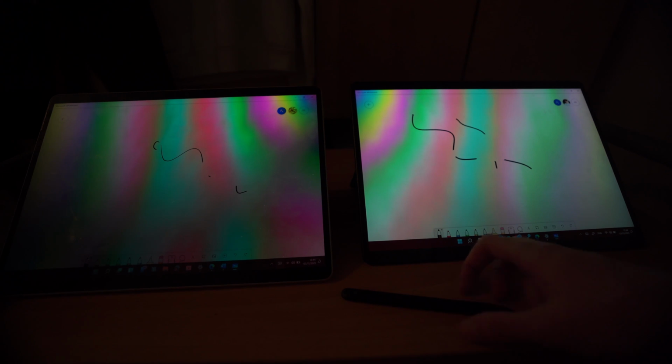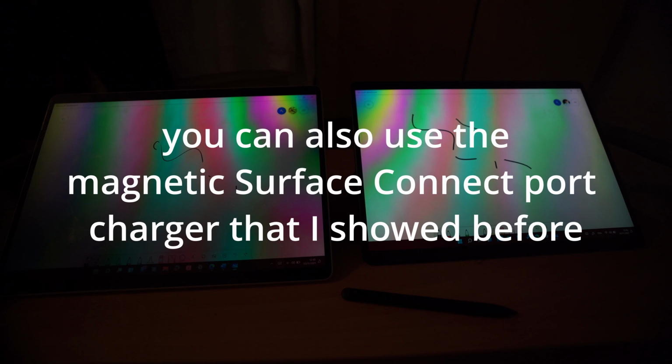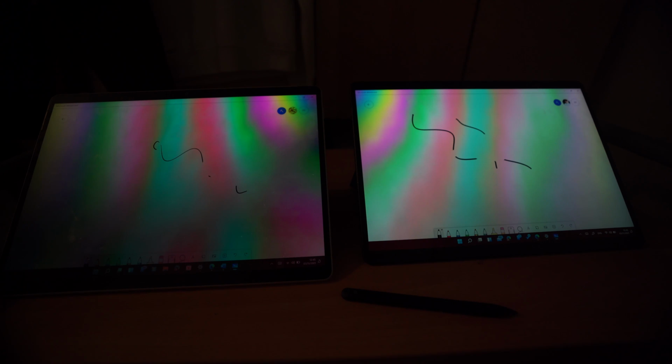In terms of battery life, you will be able to use both of these devices throughout a day on a single charge, which is pretty good, and they both do charge on USB-C. But yeah, that about sums it up for the comparison of these two devices.